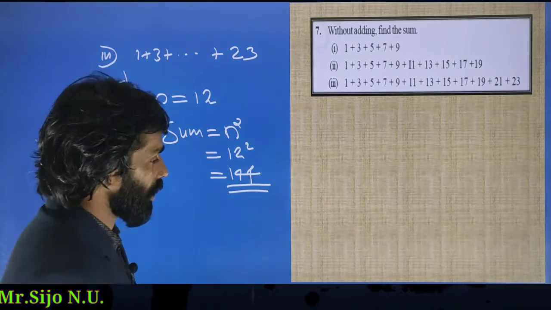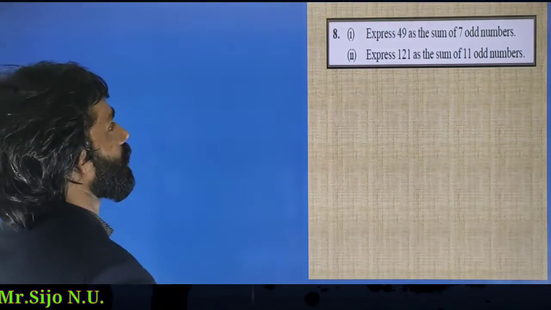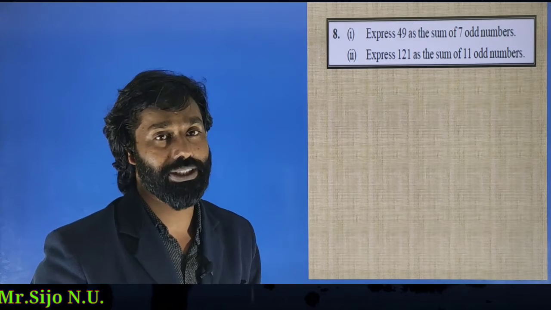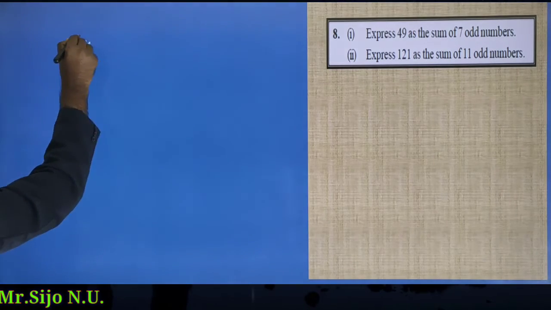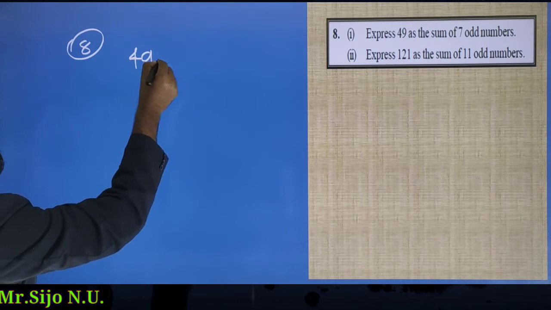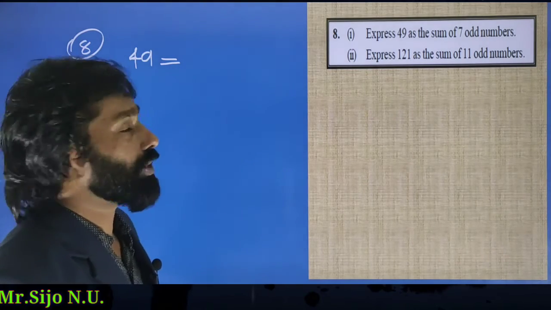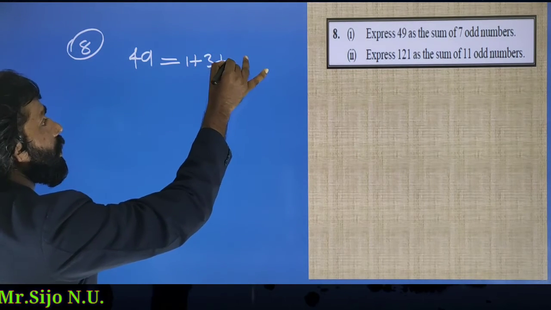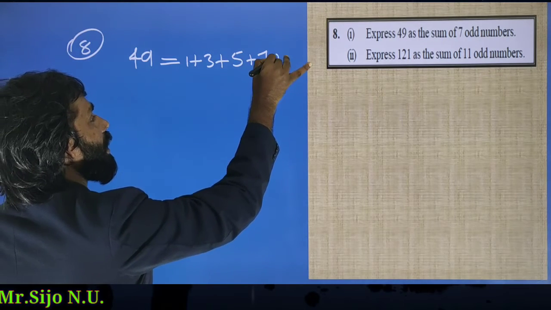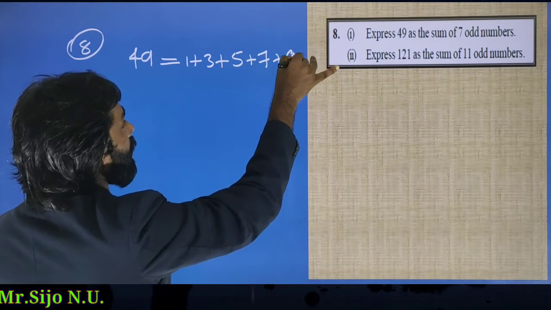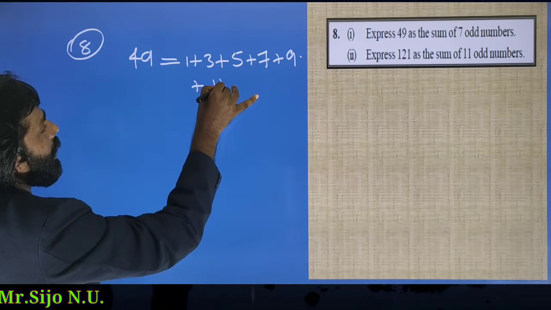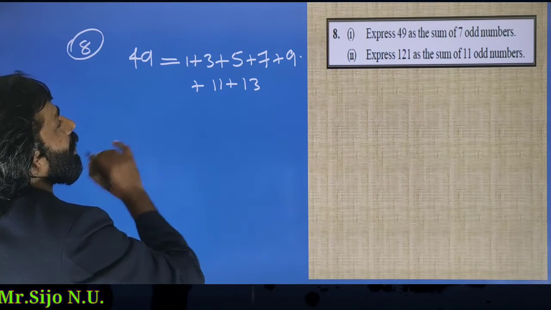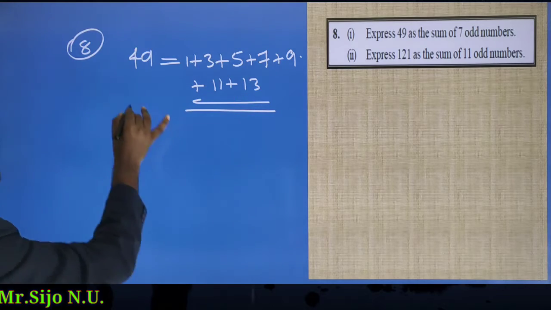Hope you understood. Let us move to the next question. Here it is also the same. What is the question? Express 49 as the sum of 7 odd numbers. By that property, we know 49 is 7 square. So we can write the first 7 odd numbers: 1 plus 3 plus next odd number 5, next odd number 7, next odd number 9, next odd number 11, next odd number 13. How many? 1, 2, 3, 4, 5, 6, 7. So when we add all these, we will get 49.